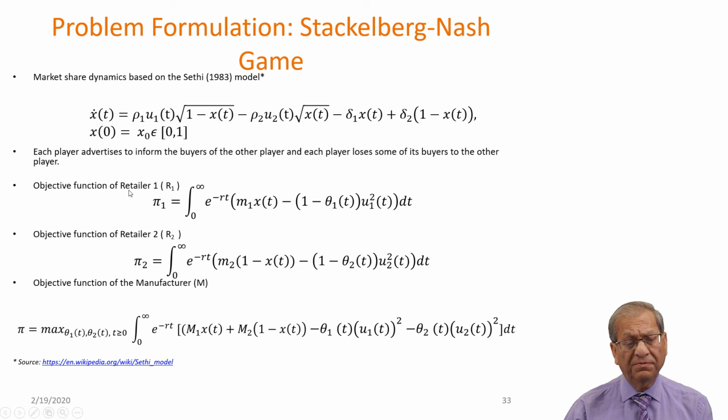We can have the objective function of retailer 1, which is the margin times the market share, minus the cost of advertising times the amount which is not paid by the retailer. Because theta 1t is paid by the manufacturer, he only pays (1 minus theta 1t) times u1 squared. Similarly for the second retailer. As for the manufacturer, his margin comes from both retailers, m1 times xt and m2 times (1 minus xt) is his revenue, and his cost is the subsidy that he provides for each of these two. So you subtract those two, and that would be his objective function.